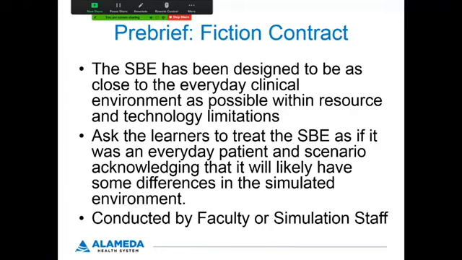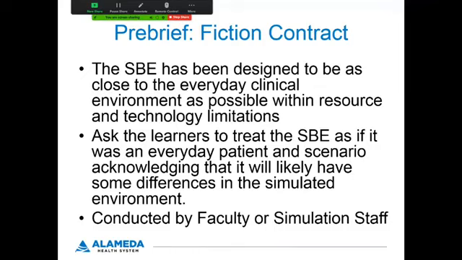But we also ask that the learners do their part and step up, and acknowledge that this is going to be different from their everyday environment because it is a simulated environment, and that we're all aware of that. So when you get that buy-in from your learners, you're going to move forwards.